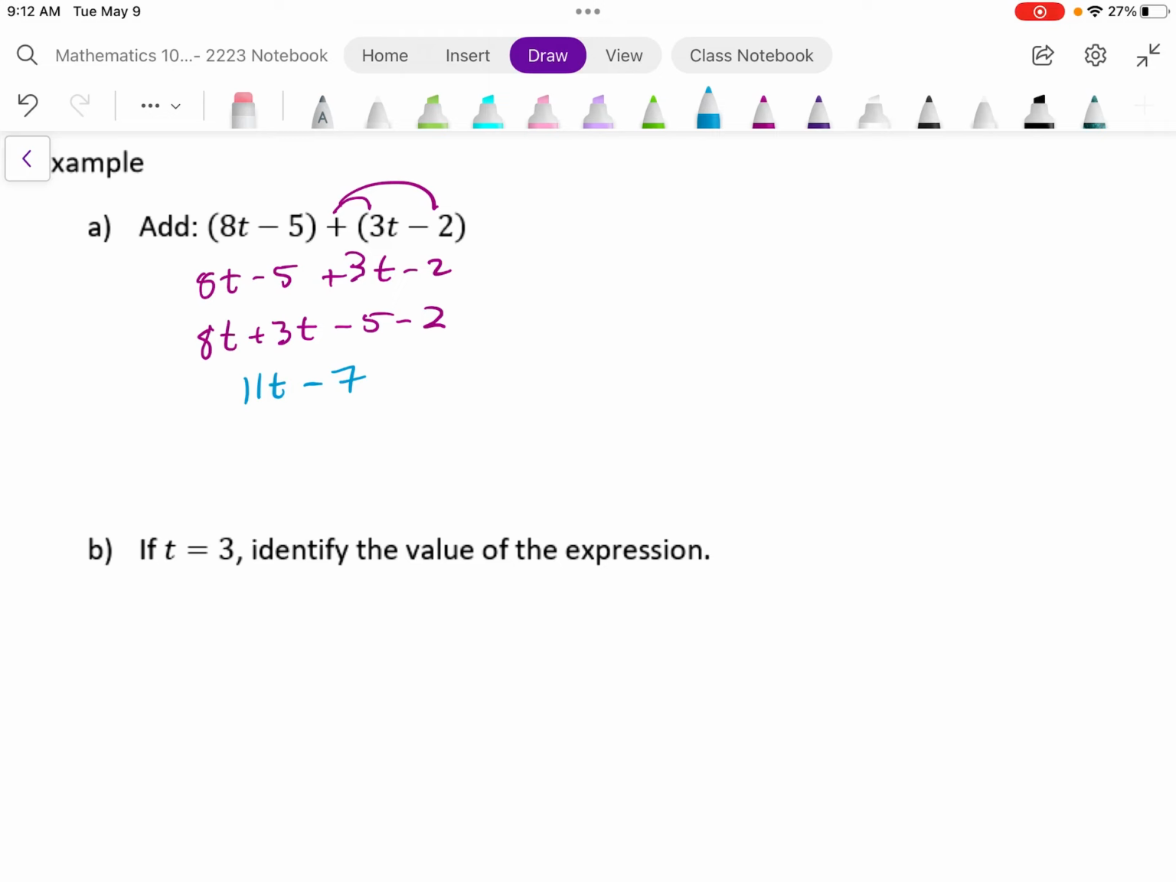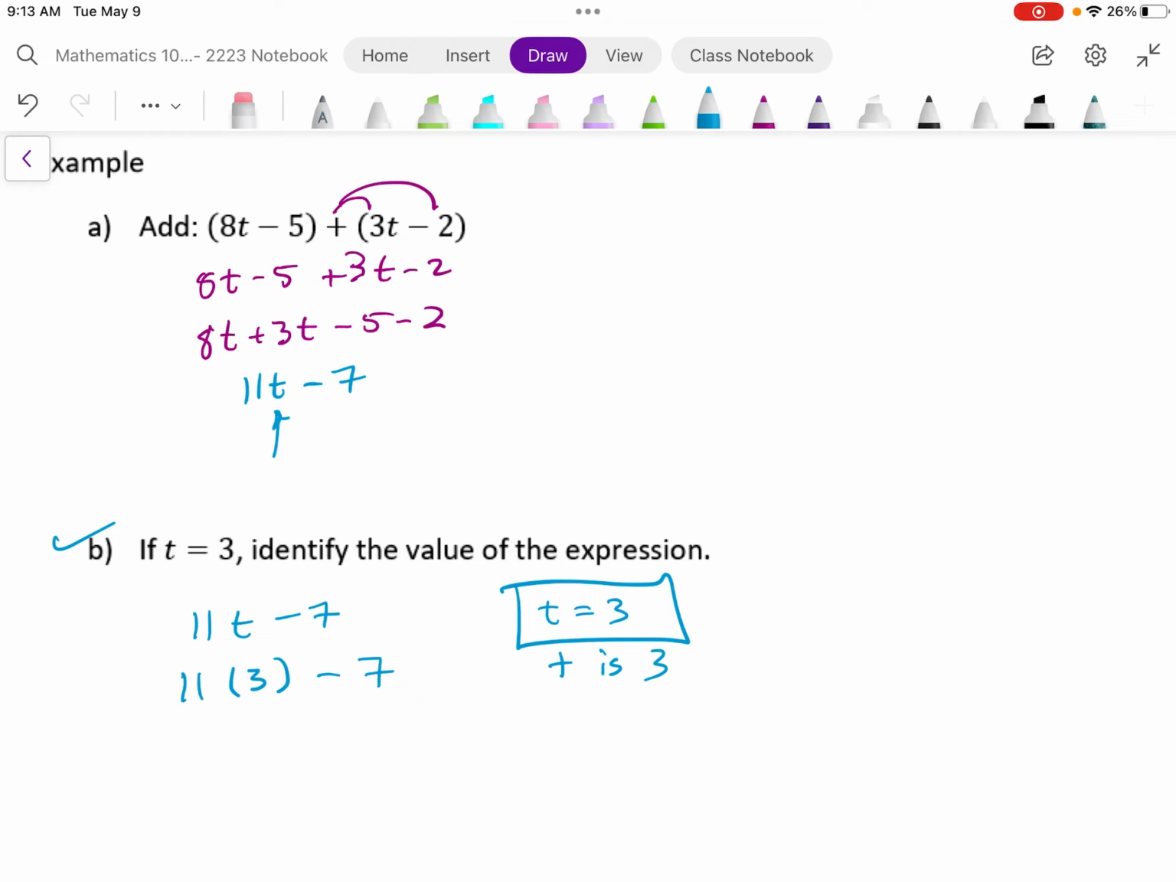Now, I'm going to take the next step. If t is equal to 3, identify the value of the expression. So here, remember that t is a variable. We could let t represent many different things. Here in b, I'm just saying t is no longer a variable. If I have 11t minus 7 and t is equal to 3, instead of writing t, I'm going to write 3. Another way of saying this is t is 3. T is 3.